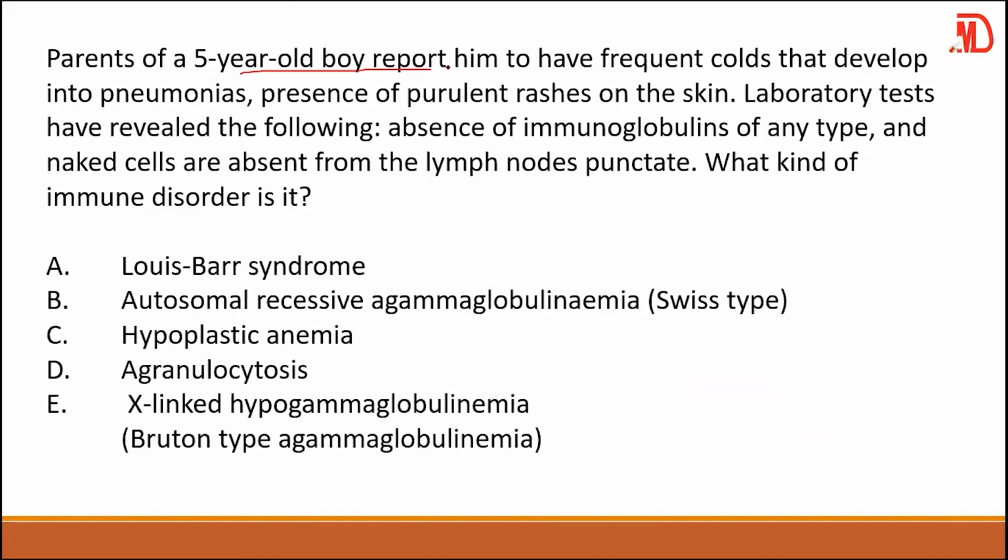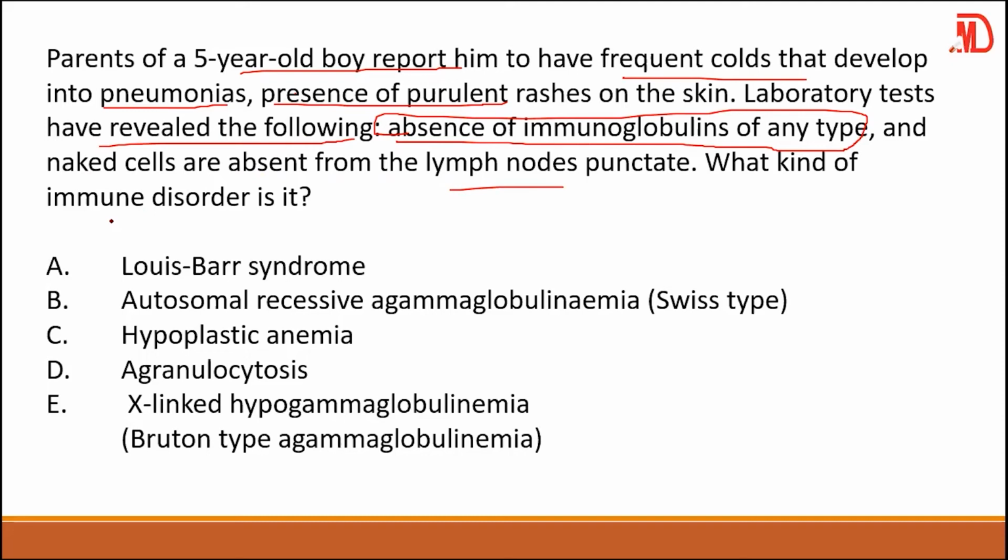The parent of a 5-year-old boy reports that he has frequent colds that developed into pneumonia, and there are purulent rashes on the skin. Lab results have revealed the absence of immunoglobulins of any type, and naked cells are absent from the lymph nodes. What kind of immune disorder is it?